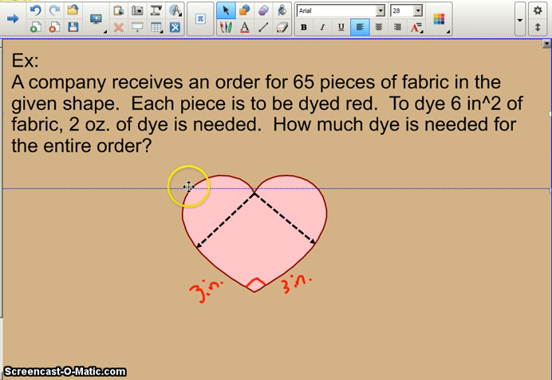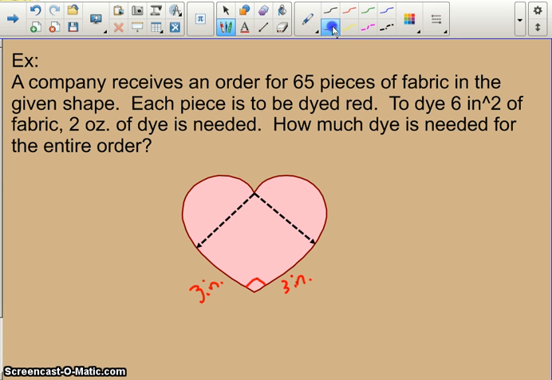Alright, well, this is one piece of fabric. We've got to figure out how much fabric we have for just one piece, multiply that by the 65, and then divide it by the 6 that we'd need for each, and then actually we need to multiply it by the 2 ounces for each one of those. So quite a bit to do here, but let's go ahead and just figure out the area of our heart right here. So let's do that first.